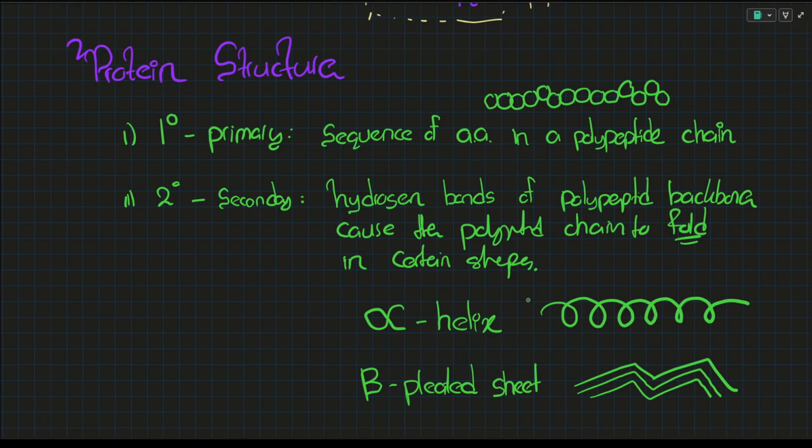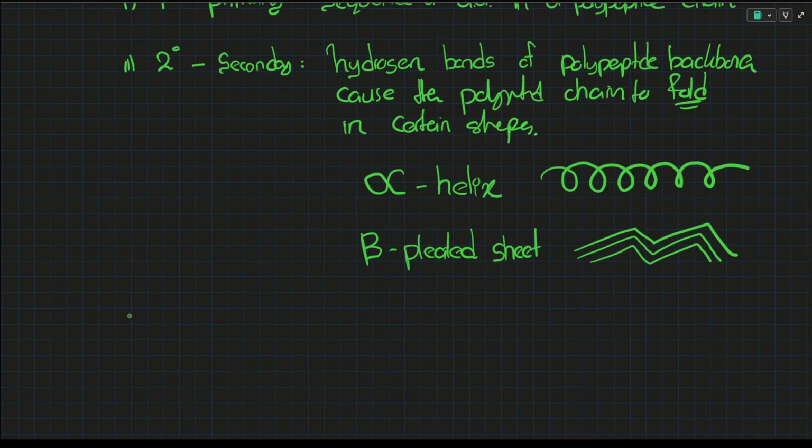Beta pleated sheets. So primary structure, sequence of amino acids. Secondary structure, this sequence can fold on itself because of hydrogen bonding. What are the two main structures they're going to form? That's going to be an alpha helix and a beta pleated sheet. And I just noticed there's the E missing here, polypeptide backbone. Primary done, secondary done. Tertiary structure is where things get interesting.